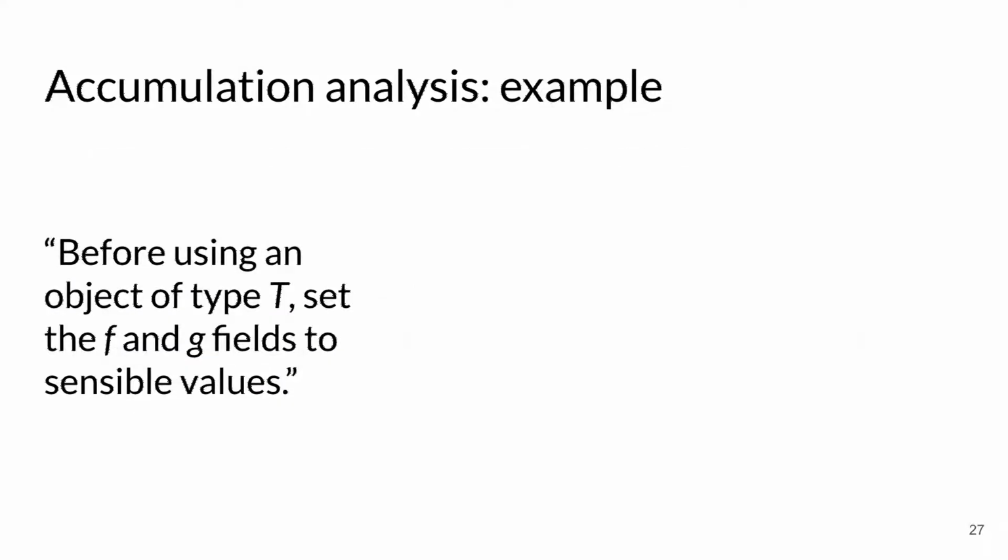An example of one of the sorts of type state analyses that one might want to do with an accumulation analysis is object initialization. Before you use an object of some type T, set the F and G fields to some sensible values. Suppose that we have a piece of code: we have some T, and we have T.F and T.G, and then some use.